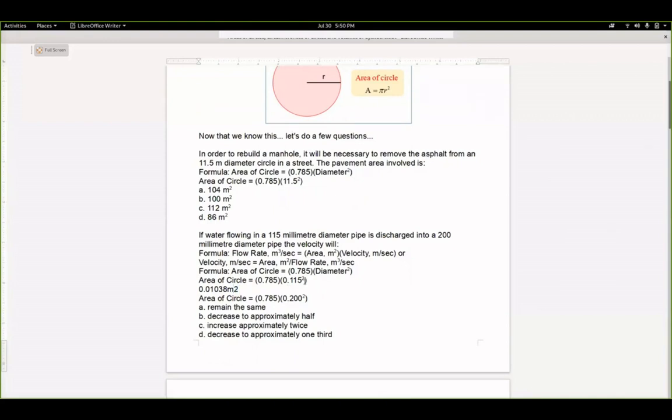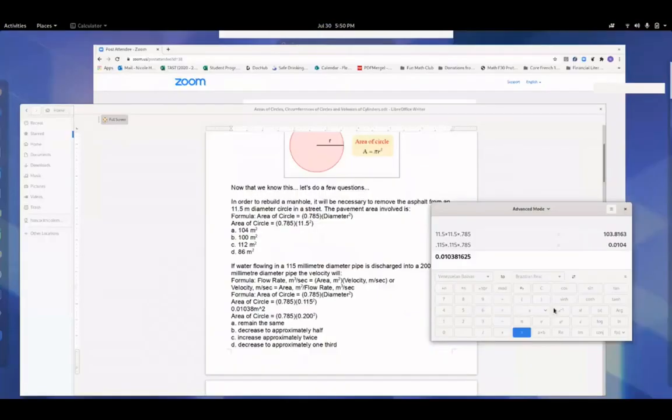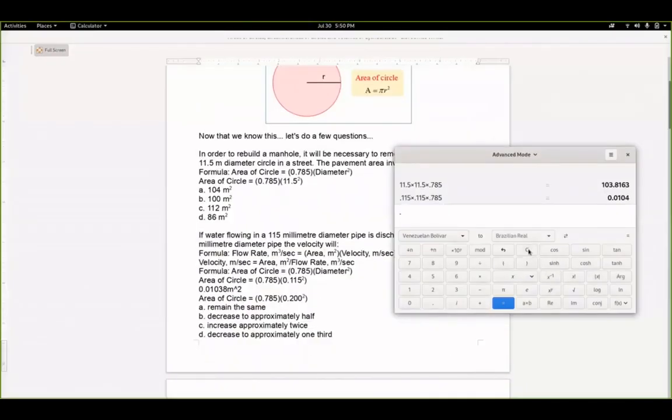Don't have my tools right now to superscript that, so I'll just do that. And then the other one is 0.2 squared. So 0.2 times itself times 0.785. So we get 0.0314.